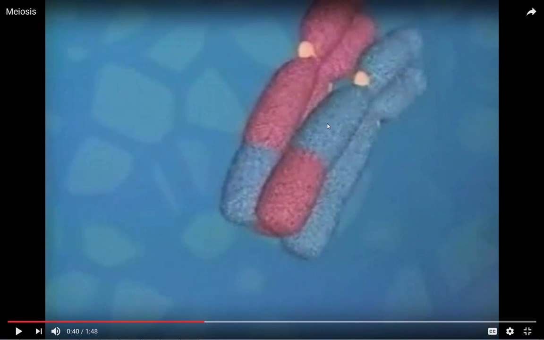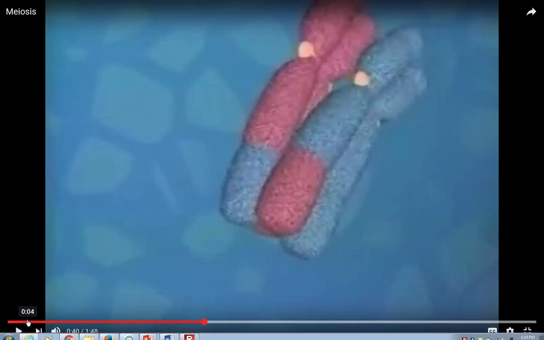Okay, I'm going to stop it there, and you can see now this blue has some red on it from the maternal chromosome, and this red has some blue on it from the paternal chromosome. And so we crossed over, and now we have what we call recombinant chromosomes, or chromosomes that are genetically different now because of that.